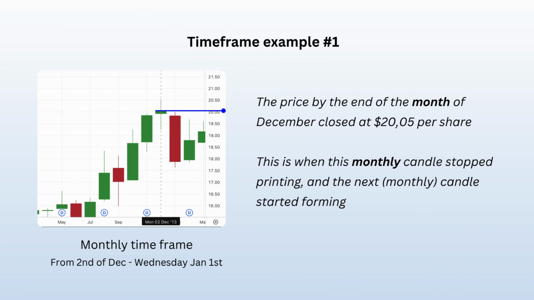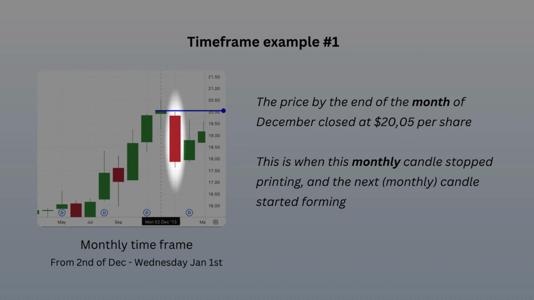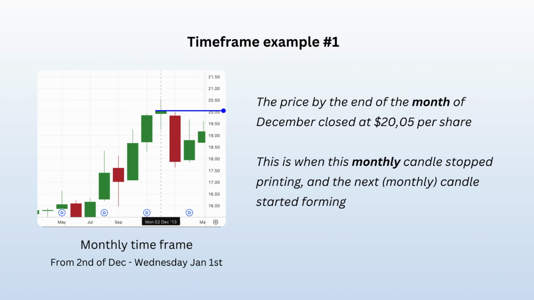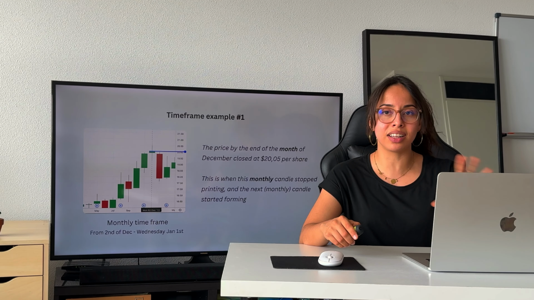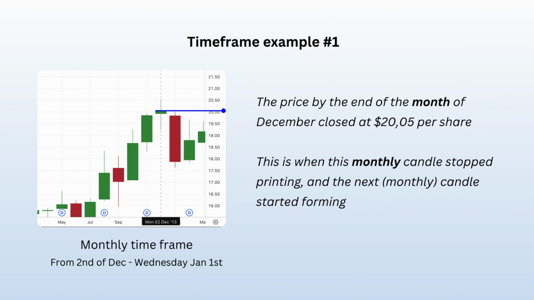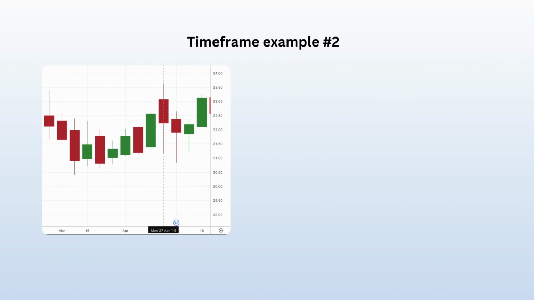And this is when this monthly candlestick stopped printing and the next monthly candlestick started forming. At the end of the month is when the candlestick stopped changing shape. The clay hardened. So this specific candle right here took 1 month to print because we're on the monthly time frame. Let's take a look at the second example.